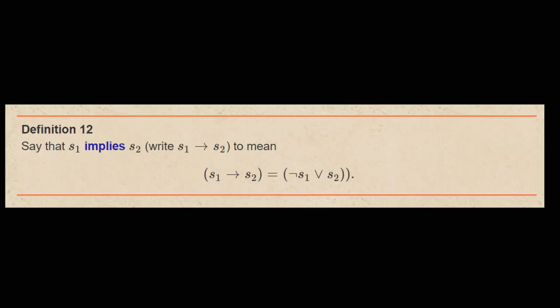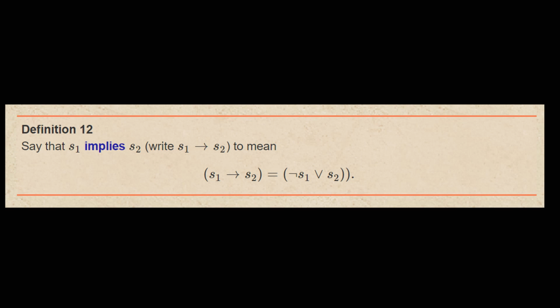In the end, this means that either not p is true or both p and q are true. We can write that as either not p or q is true. So that's our definition. We're going to say that S sub 1 implies S sub 2 to mean either not S1 is true, that is S1 is false, or S2 is true.